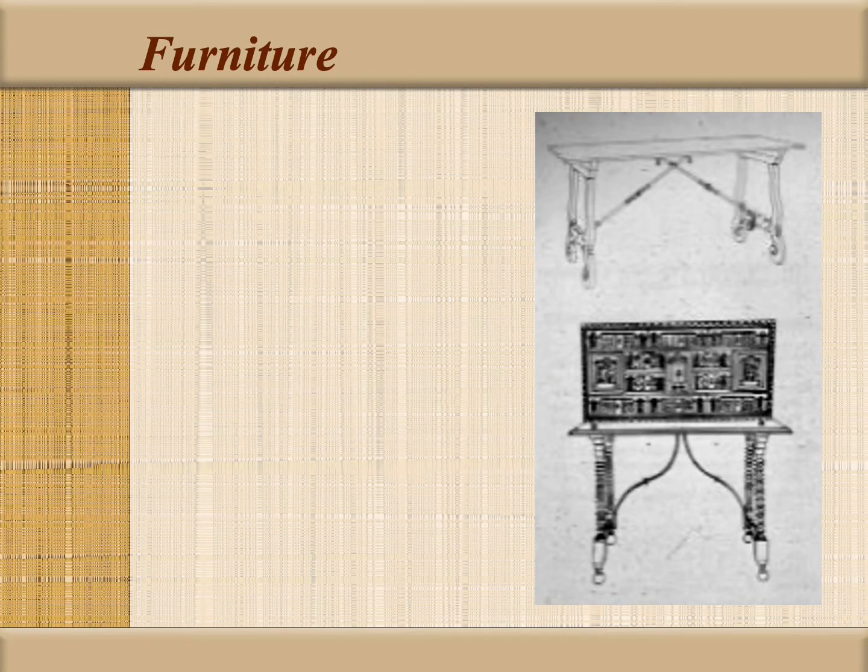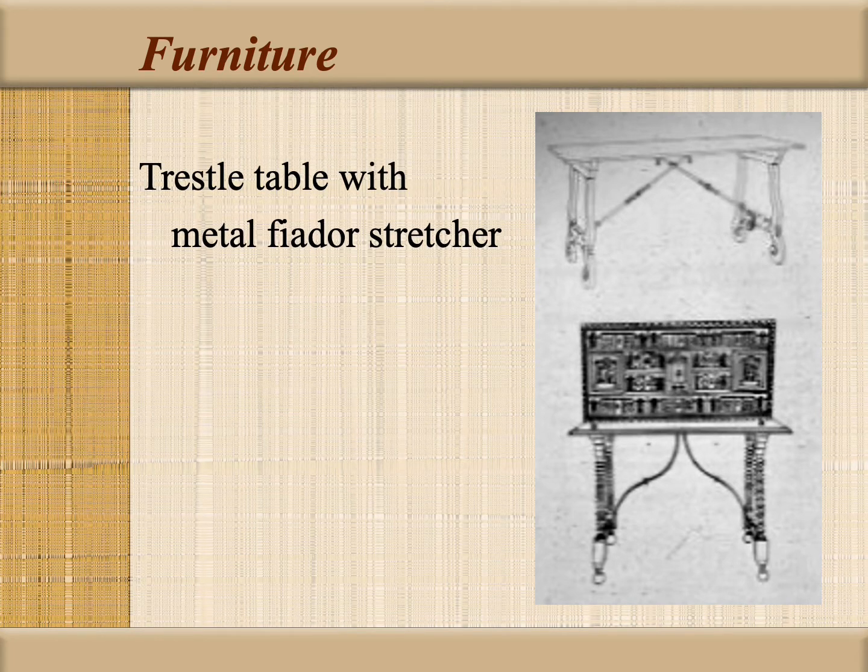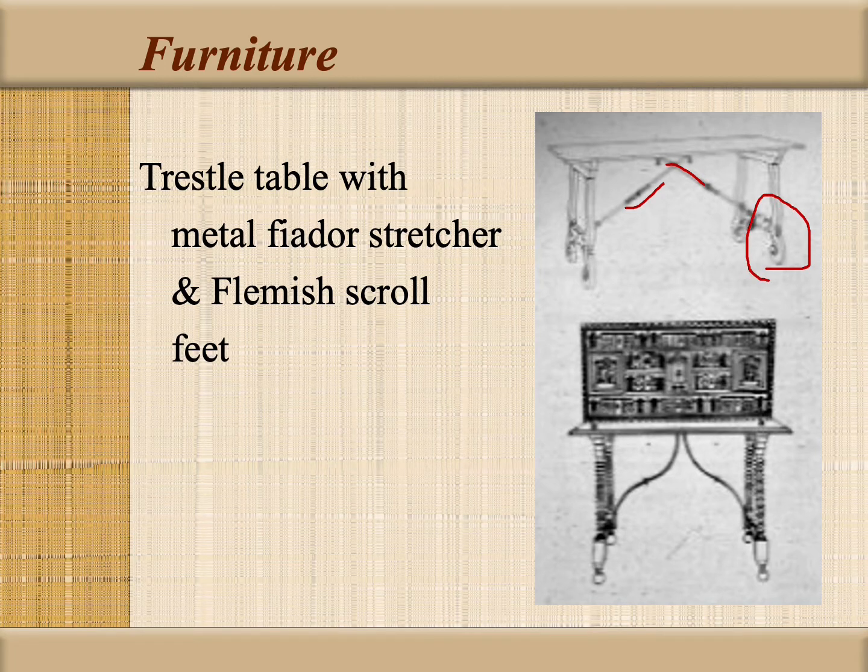So on this slide, you're able to see the trestle table with a metal Fyodor stretcher. So this part in the middle, that's the stretcher. And you can also see the use of a Flemish scroll here. So we've gone over the Flemish scroll before. It's kind of that S shape that you're seeing in this area. And so that's why they're the Flemish scroll feet. Like I said, that S shape that's right there.